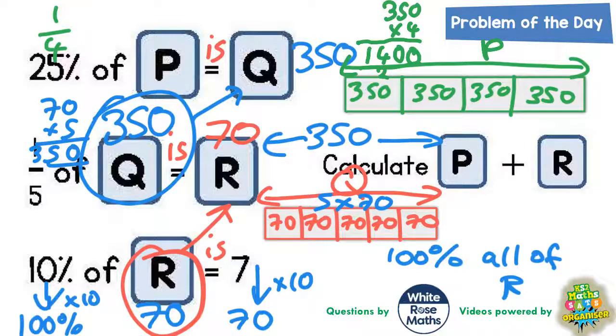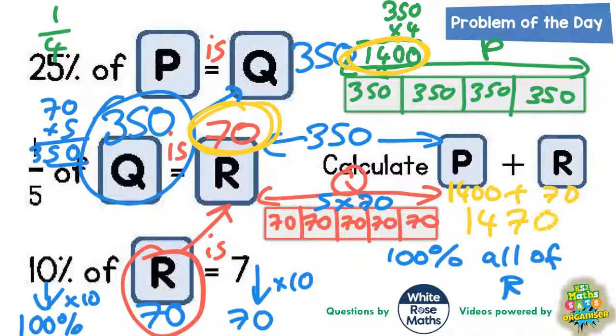We've got the value of P, we've just worked out to be 1,400. And we've got the value of R, which we earlier worked out to be 70. So the final question is P plus R. Well, if P is 1,400 and R is worth 70, P plus R must be 1,470. And that is our final answer, 1,470.